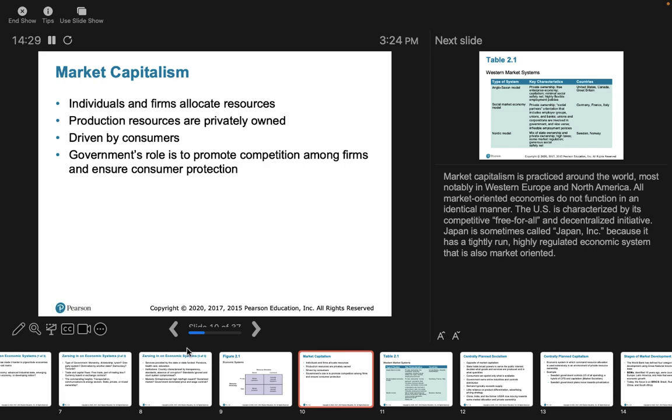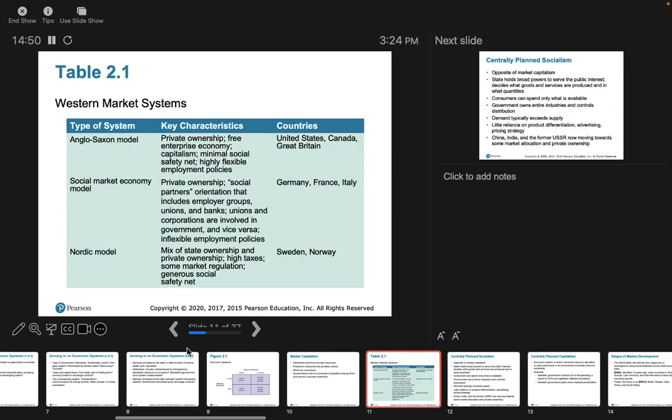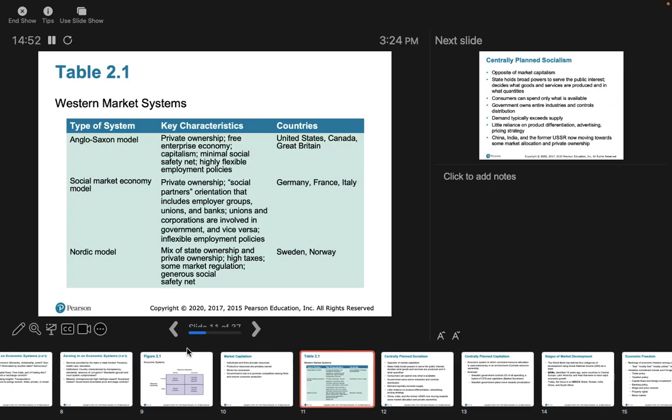It has its pros and cons, and sometimes the percentage, okay, though it's a market capitalism, it means that the individuals and firms allocate resources, the percentage is higher compared to the government allocating the resources. Then we're going to look at the Western market system.